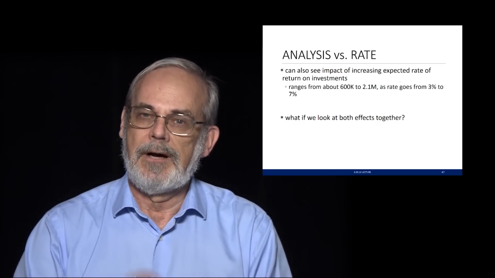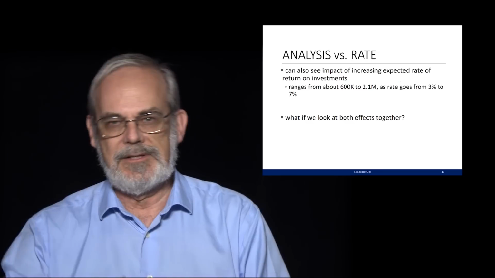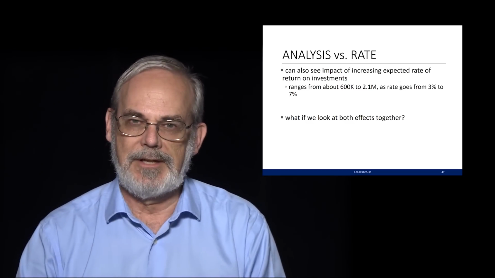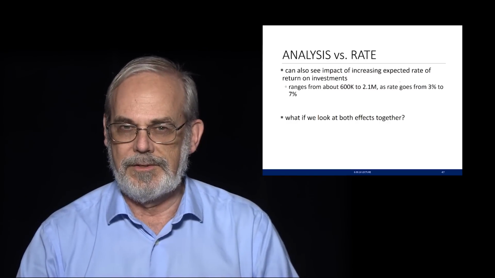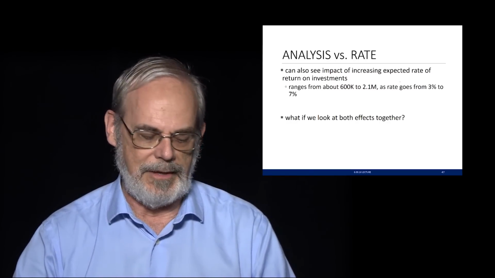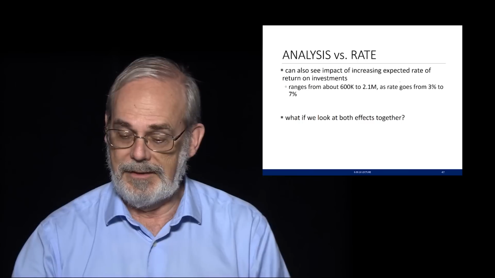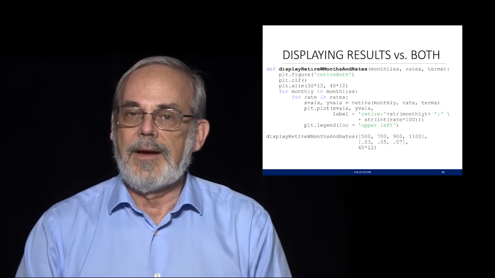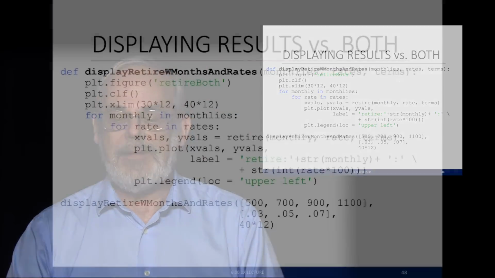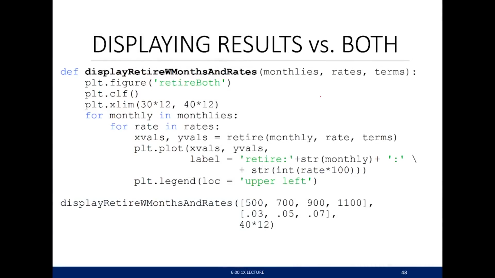Okay, I want to look at both rates together. What happens if I both change how much I'm setting aside each month, and I'm going to be conservative or aggressive in my investments to decide how to get growth in my overall retirement account? So I can do both at the same time. It's a little bit more messy code, but you've seen both pieces of it.